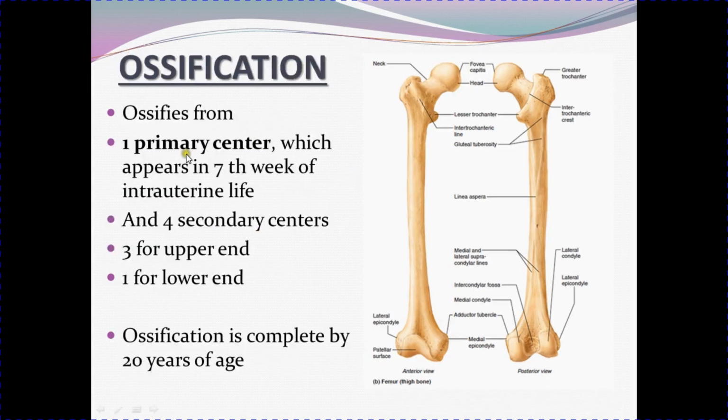The femur ossification. The femur ossifies from one primary center which appears in the 7th week of intrauterine life, and it ossifies from 4 secondary centers. The 3 centers are for the upper end and 1 center is for the lower end. Ossification is complete by 20 years of age.